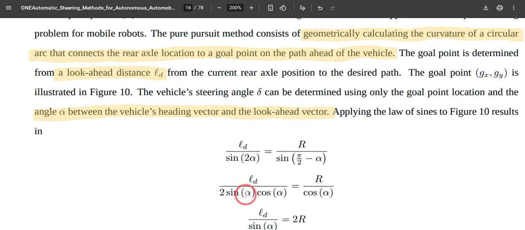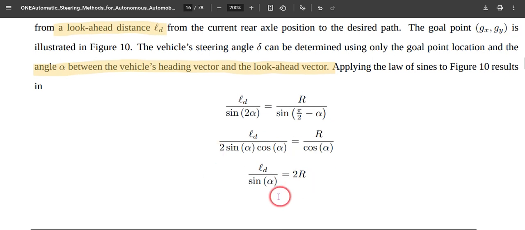So we use a trigonometric relation: sine 2 alpha is equal to 2 sine alpha cos alpha, and sine of pi by 2 minus alpha is equal to cos alpha. This cos alpha is cancelled here, and finally we get this relationship.